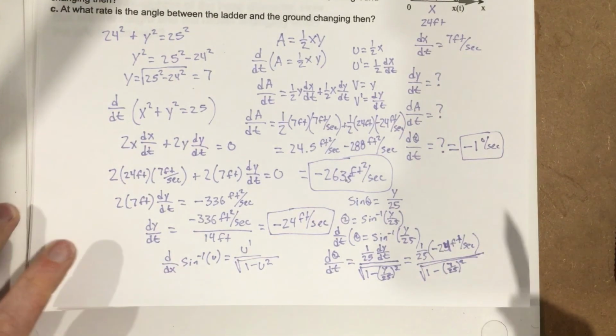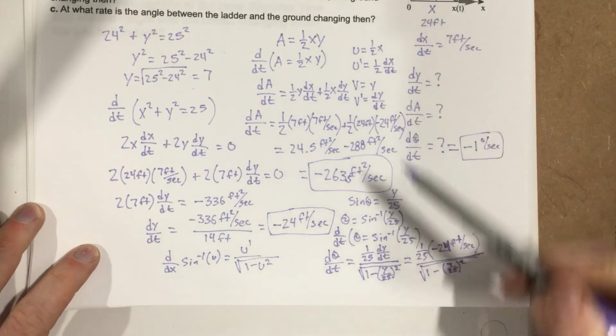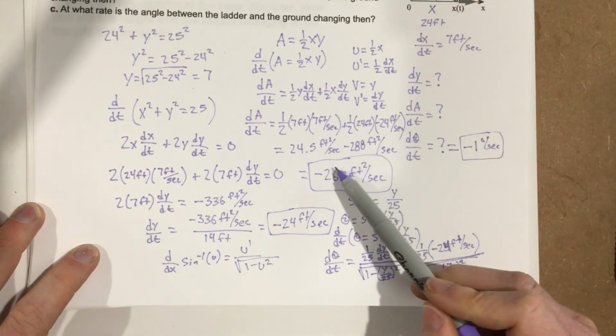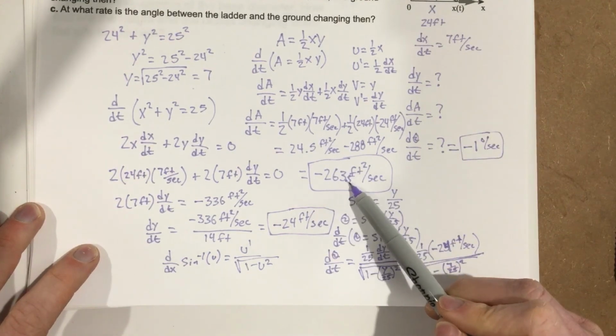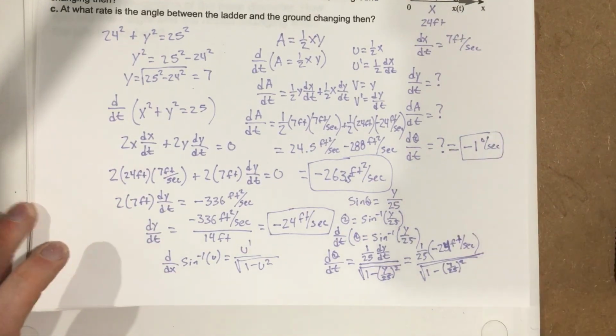So what we found in this problem is dy over dt, so the change in the y value, the height, is going down 24 feet per second. The change in the area is going down 263.5 feet squared per second, and the change in the angle of the ladder is going down 1 degree per second.